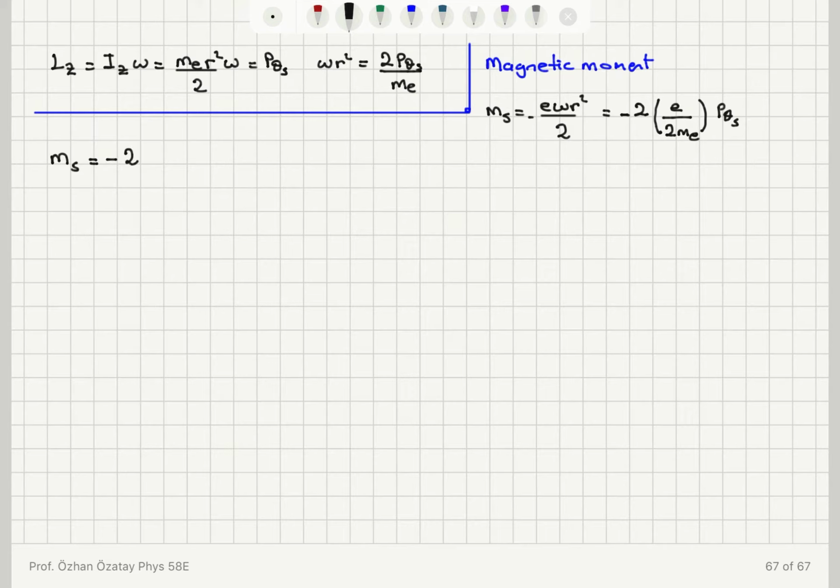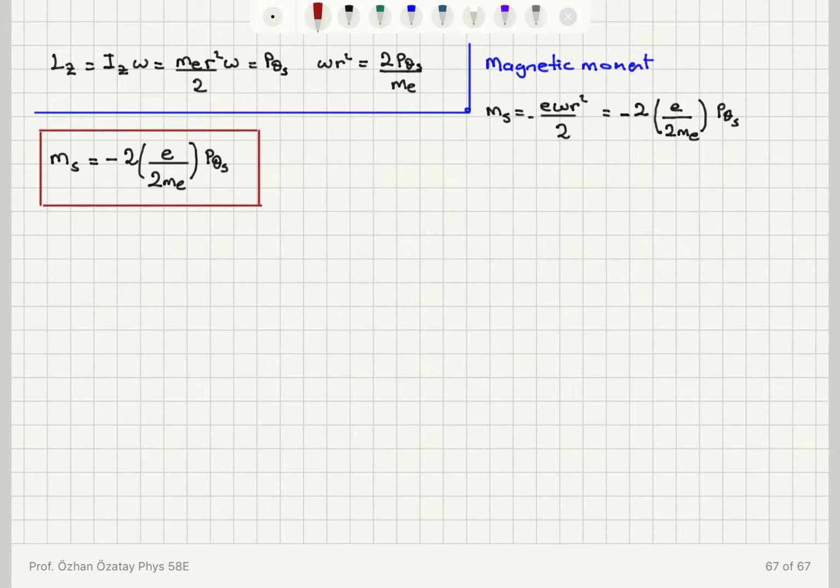2 times the electron charge e divided by 2 times the mass of the electron, multiplied by the angular momentum p theta s. So this is our classical result using this model of the electron.